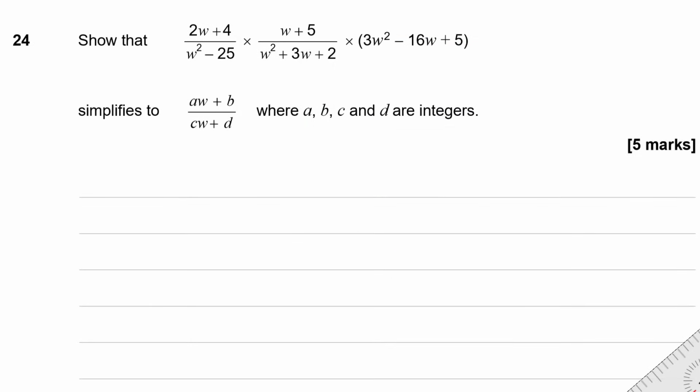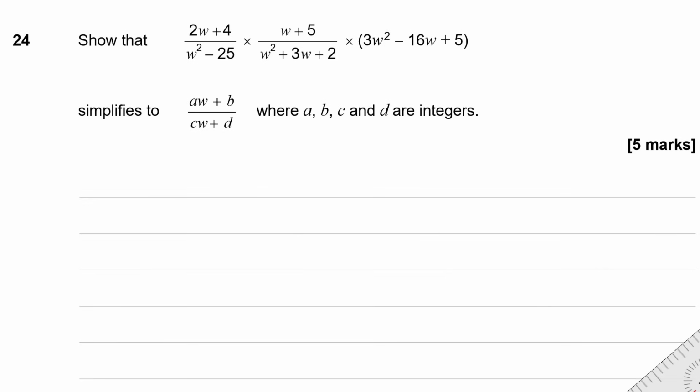So we get to finish off the paper with a 5-mark algebraic fractions question. What joy. Okay, so we've got a complex looking pair of fractions multiplied together, and we need to show that it simplifies to a slightly nicer looking algebraic fraction. Okay, so we know how to combine 2 fractions together normally.